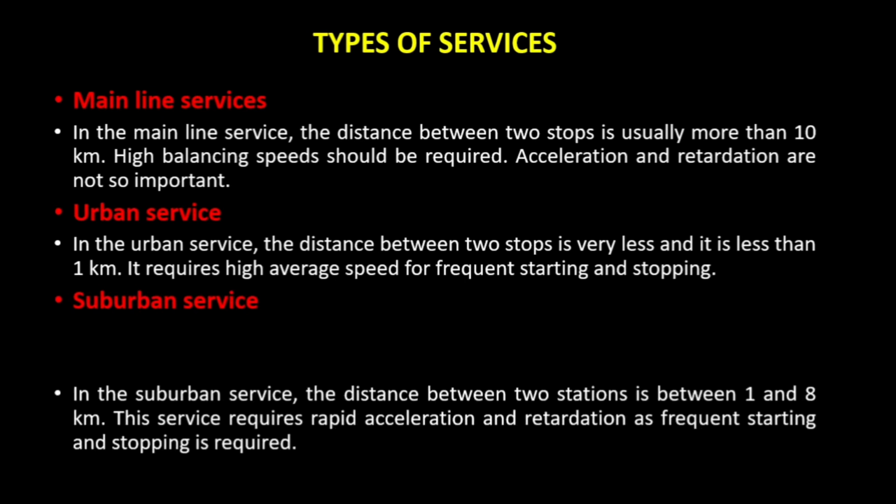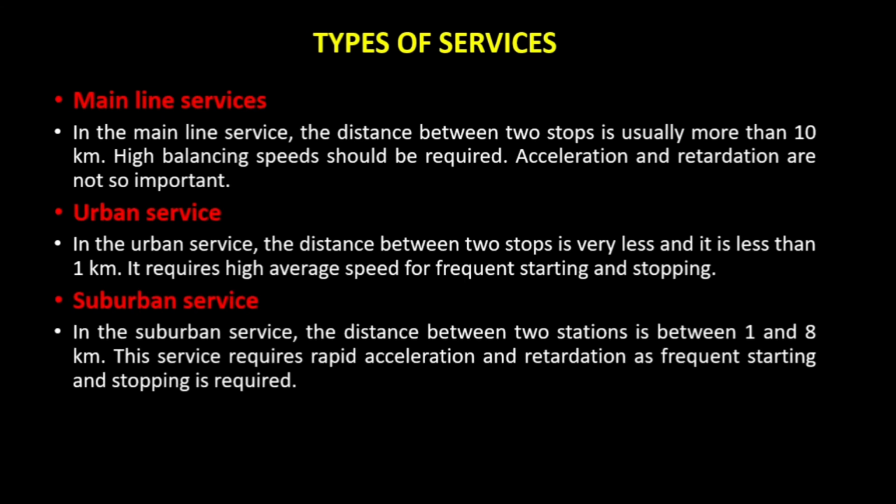Then talking about the suburban services. In the suburban services, the distance between the two stations or the two stops could be in the range of 1 to 8 kilometers. And the service also includes rapid acceleration and retardation because it also requires frequent starting and stopping operations. So this is about the suburban services.